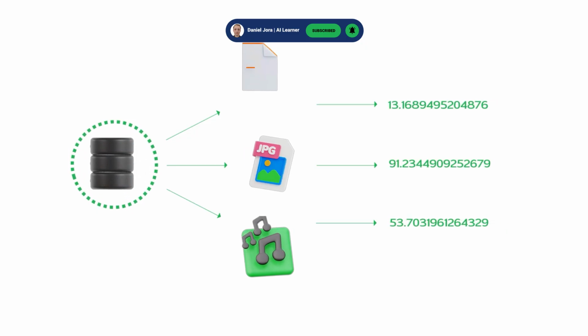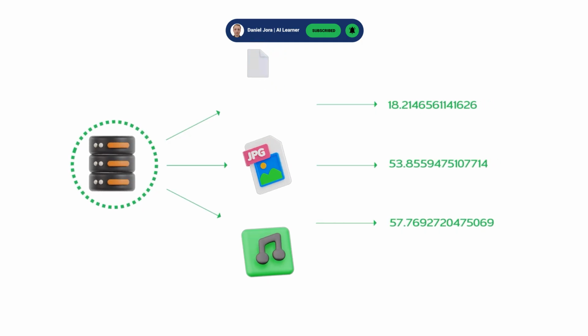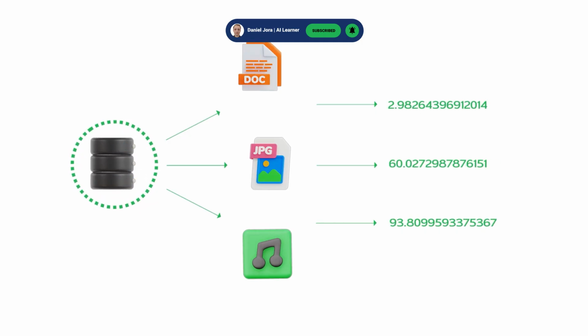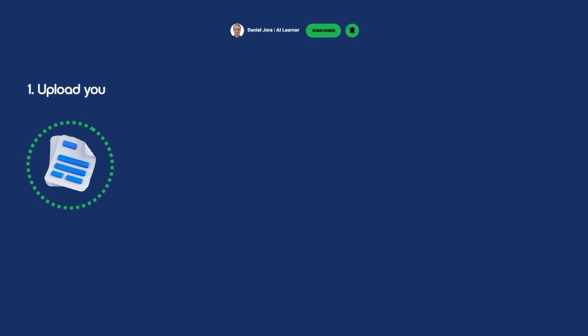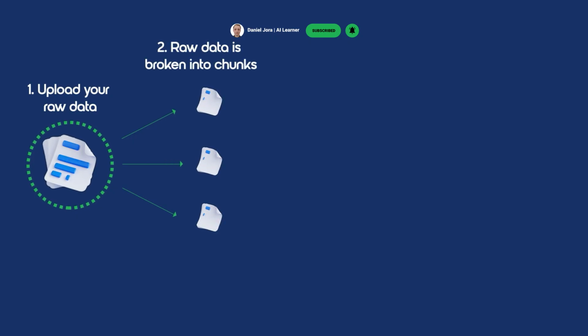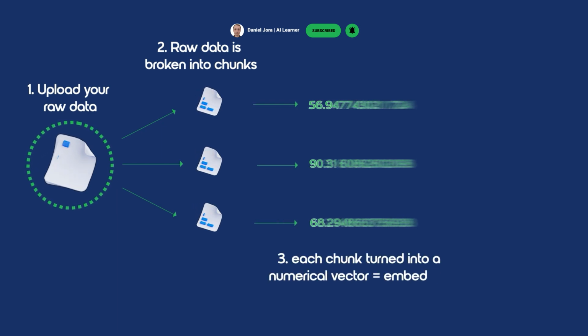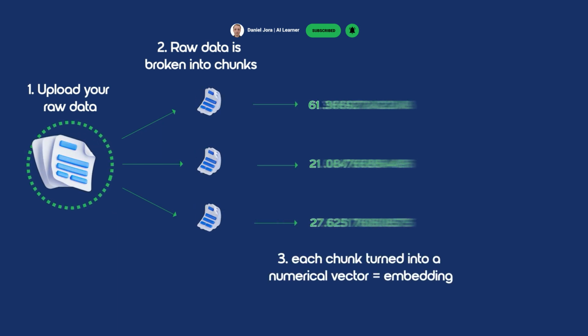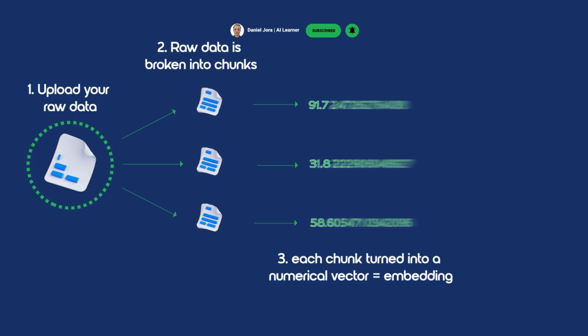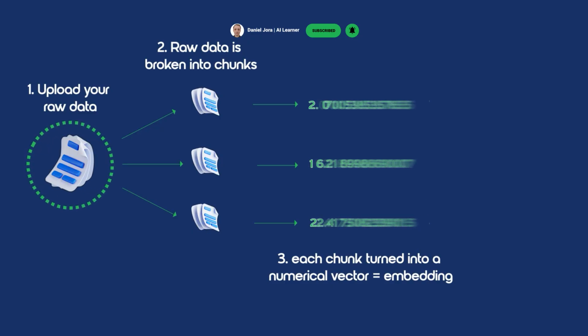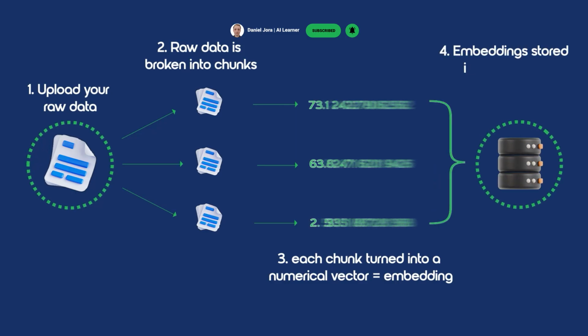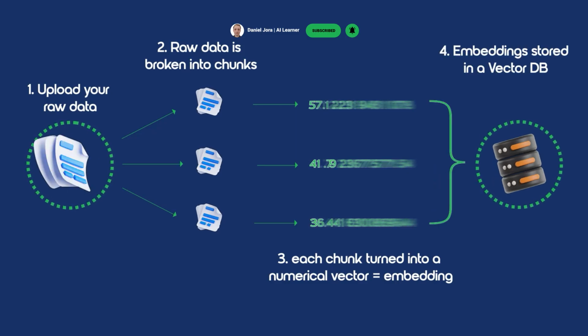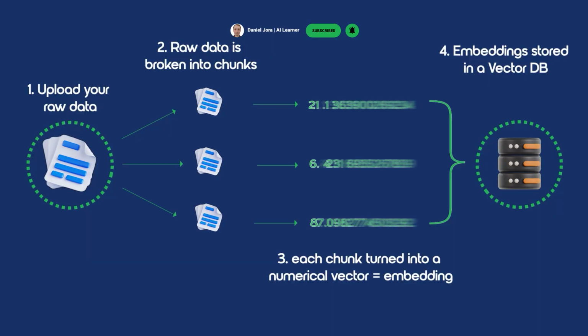How does this process of RAG, using our own data, go, and how is a vector database created? First step, we get an input of our raw data, which is uploaded. Second step, the raw data is broken into chunks, smaller pieces for easier processing. Third step, vector conversion occurs. Each chunk is turned into a numerical vector called an embedding that captures its meaning. And fourth step, these embeddings are stored in a vector database, which enables fast retrieval of relevant information based on vector similarity.